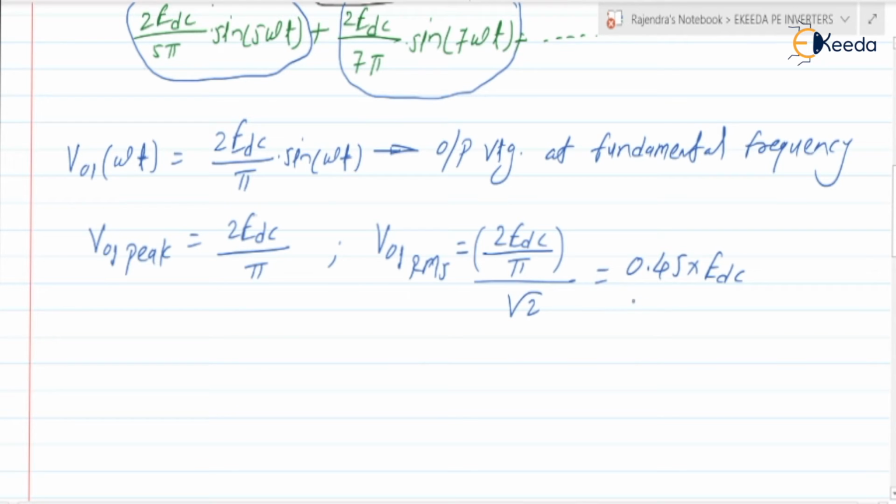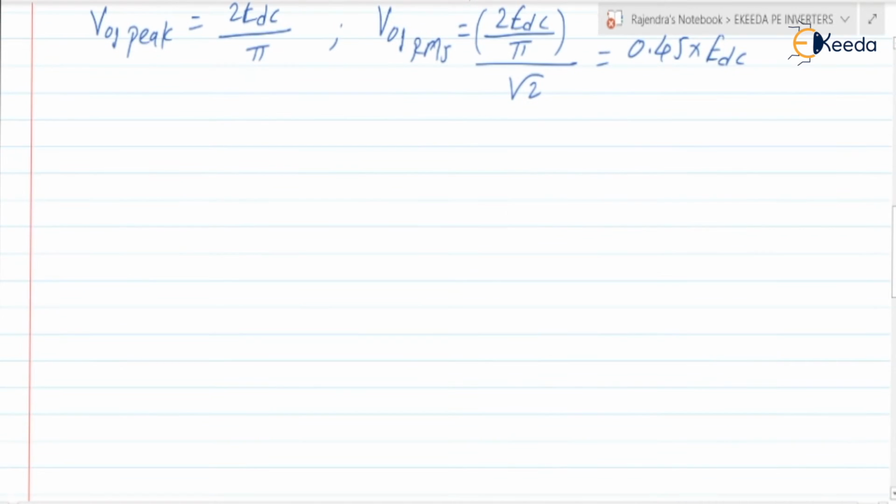Now if you check what was the V0 RMS. V01 RMS is 0.45 EDC. What was the V0 RMS? If you recall, in the very first lecture, the second lecture of the inverter chapter, we derived V0 RMS. It was equal to EDC by 2, that is 0.5 into EDC. V0 RMS is the RMS value of the output voltage, right? It was 0.5 into EDC.